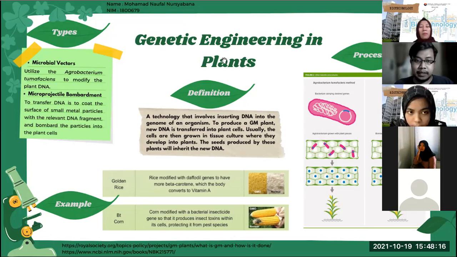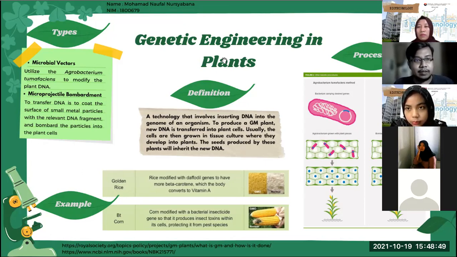Usually the cells that have received the new DNA are then grown in tissue culture, where they develop into new plants. When they develop into new plants, the seeds from that plant will inherit the new DNA, so that the seeds bear the new traits that we inserted into the plant.